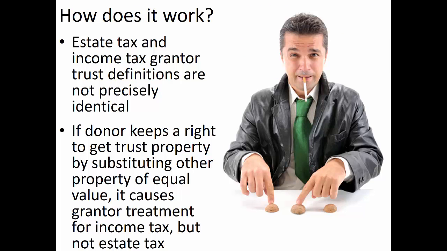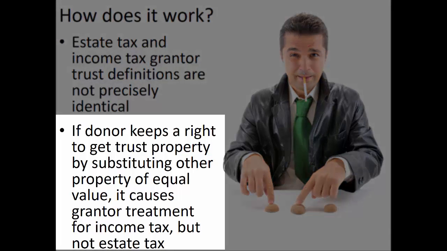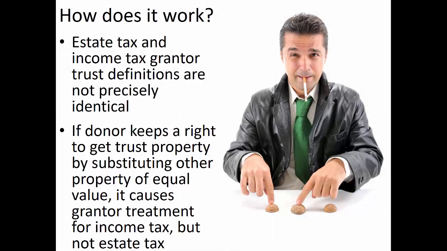The explanation for this result relates to a slight inconsistency in the tax code. The income tax rules defining grantor and non-grantor trusts are almost identical to the gift and estate tax rules defining grantor and non-grantor trusts, but they are not perfectly identical. If a donor keeps the right to get trust property by substituting other property of equal value, this will trigger grantor treatment of the trust for income tax purposes. However, it does not trigger grantor treatment of the trust for gift and estate tax purposes. Thus, an otherwise normal non-grantor charitable lead trust can be converted into a "super grantor trust" by simply inserting this one right. This hybrid trust has not received clear approval from the IRS, but does appear to comply with the language of the tax code.